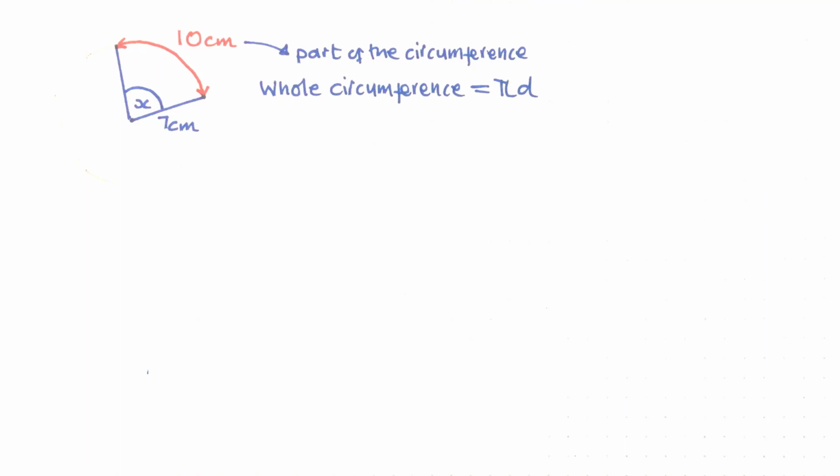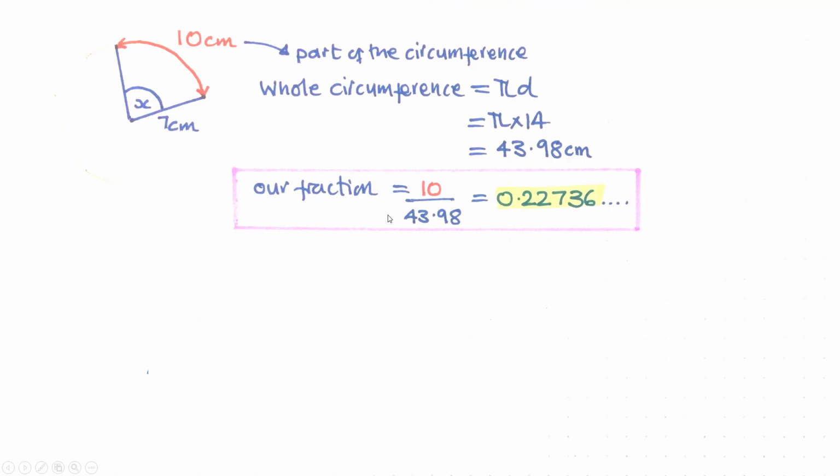Whole circumference is going to be pi times d. The diameter will be 14. And so that's going to be 43.98. So the whole circumference would be 43.98. And I've been given this amount. So what's my fraction? Well, it's simply 10 out of 43.98. That's the whole circumference. That's the bit I've been given. And here is my fraction. And I can now use that to work out the angle and the area.